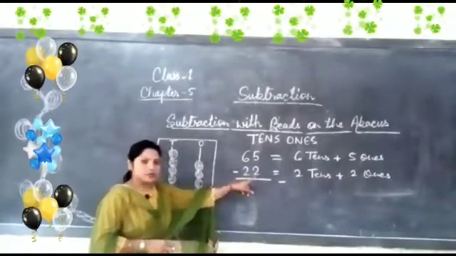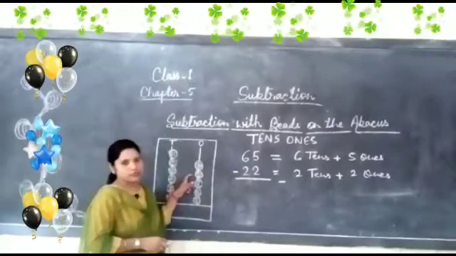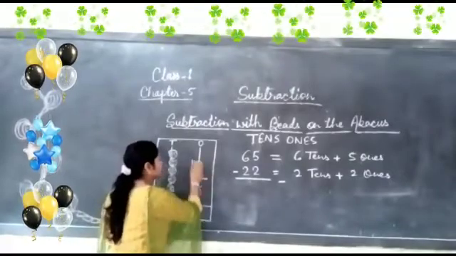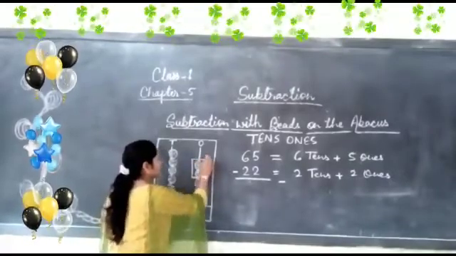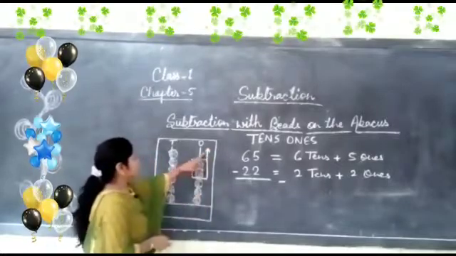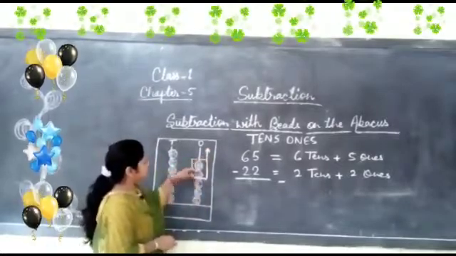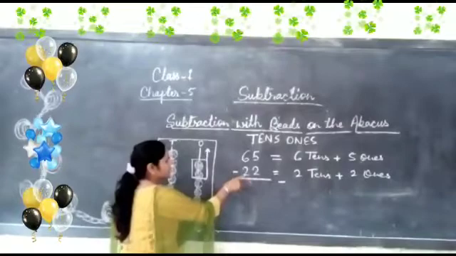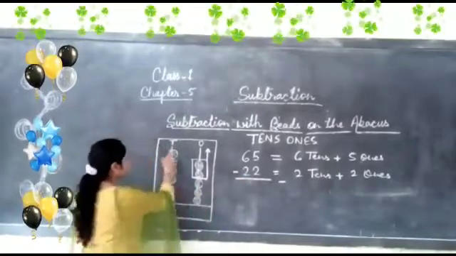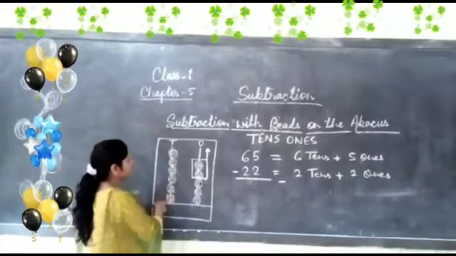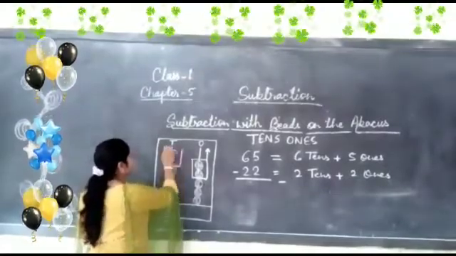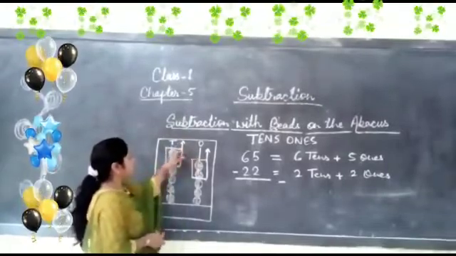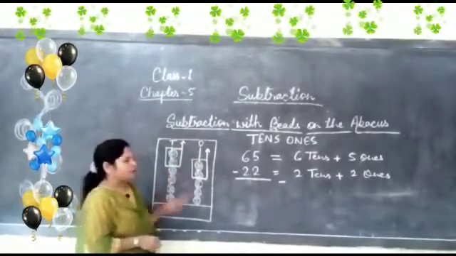So 2 is in the ones place, so we have to take away 2 beads from 5 beads. So we will take away. This arrow sign means this is taking away. Now in the tens place again we will take away 2. So in the tens place we have 6 beads, again we will take 2 beads away. So the arrow marks show that the beads are taken away.